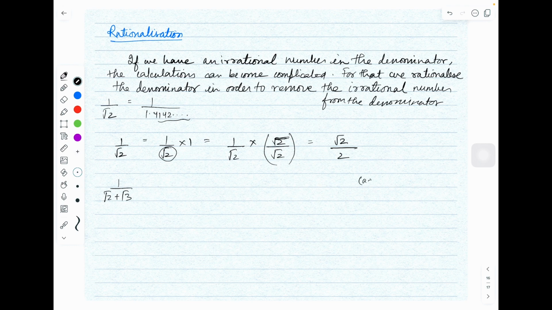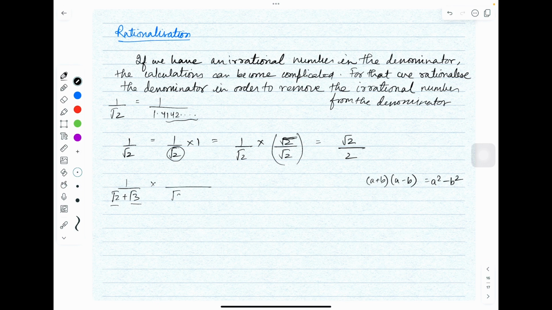See, we have already read about a plus b into a minus b equals a square minus b square. So, this is a plus b. If I multiply it with a minus b, this is of this form only, a plus b into a minus b. What are you going to get? You are going to get a square, which is root 2 square, and b square is root 3 square.